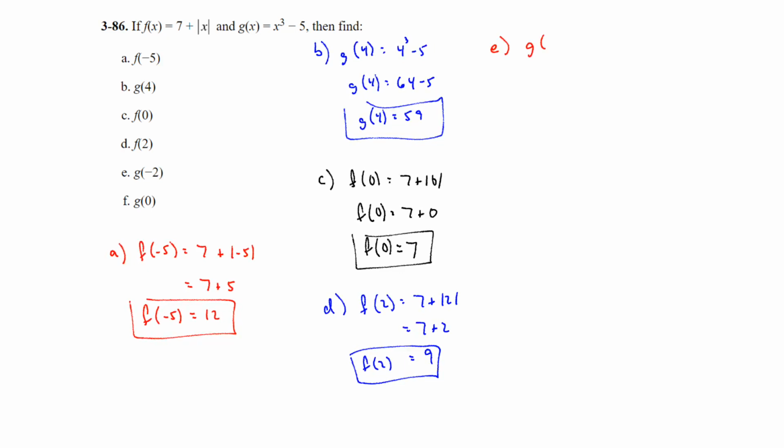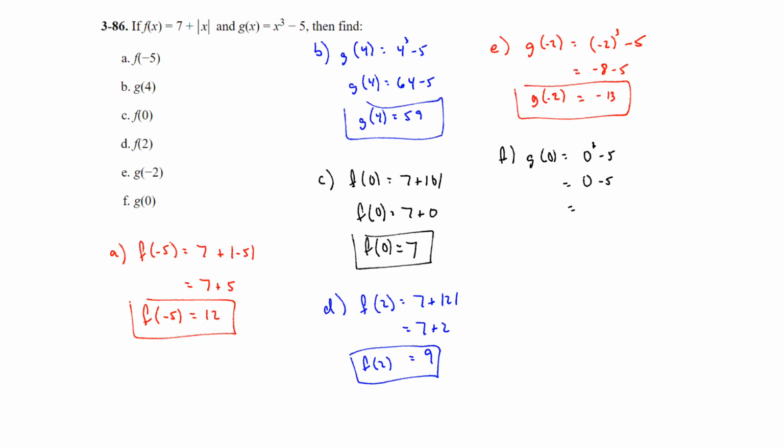Part E, g of negative 2. Since x is being cubed and x is now negative 2, we need to make sure we put that in parentheses. Negative 2 cubed minus 5. Negative 2 cubed is negative 8, minus 5, and that's negative 13. So g of negative 2 is equal to negative 13. And then the last one, we have g of 0. So that would be 0 cubed minus 5. 0 cubed is 0. 0 minus 5 is negative 5. So g of 0 is equal to negative 5.